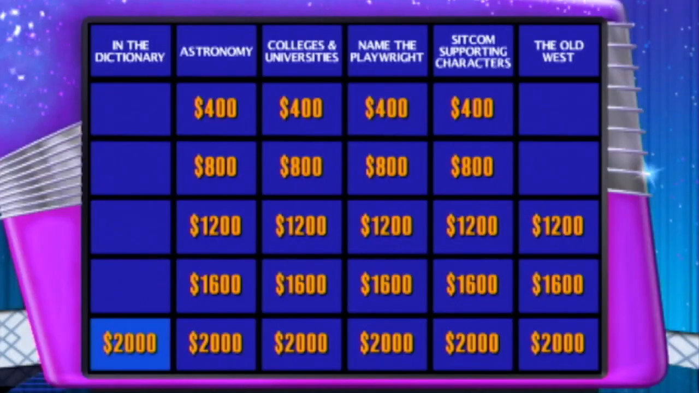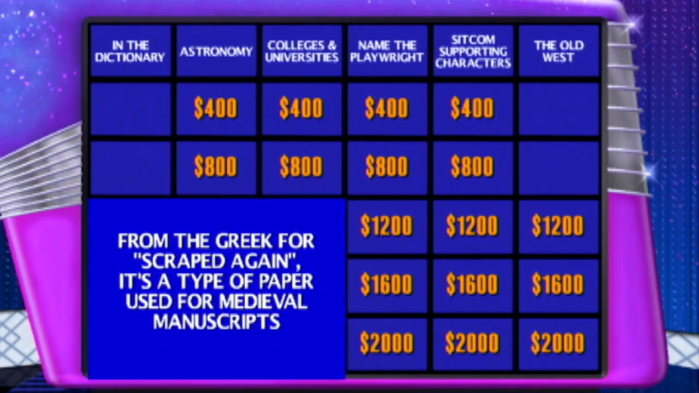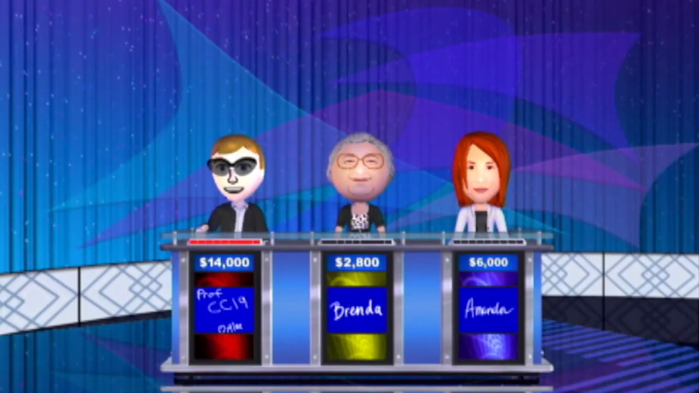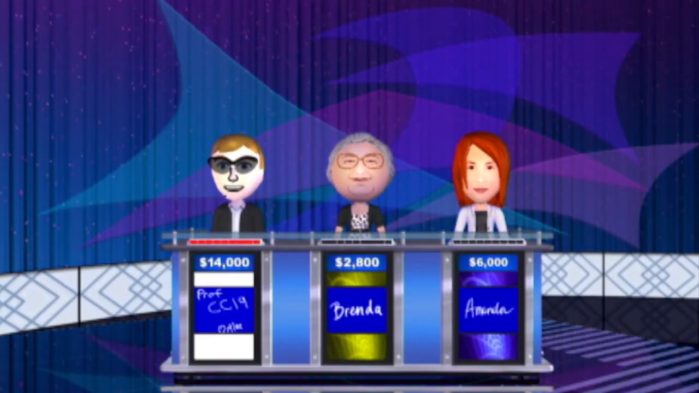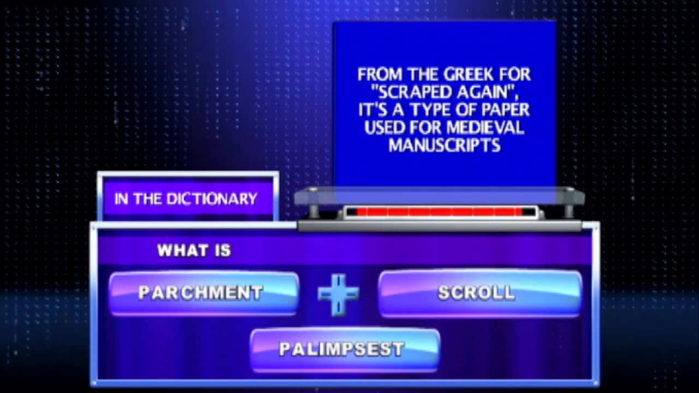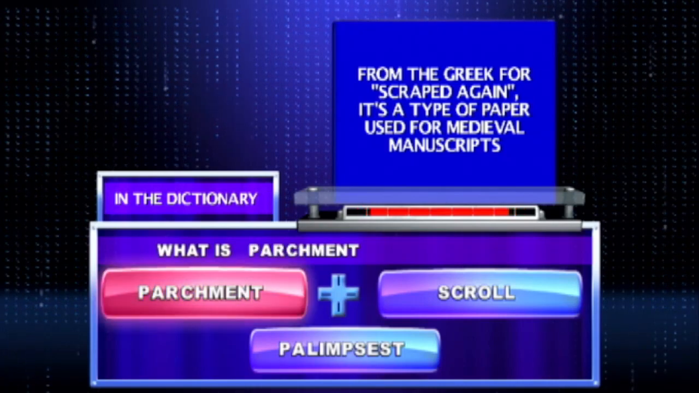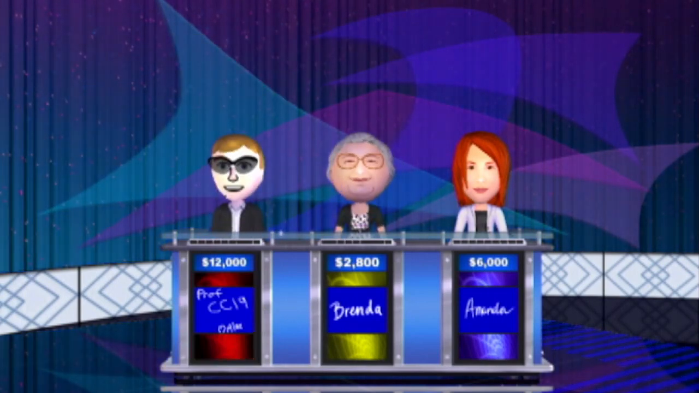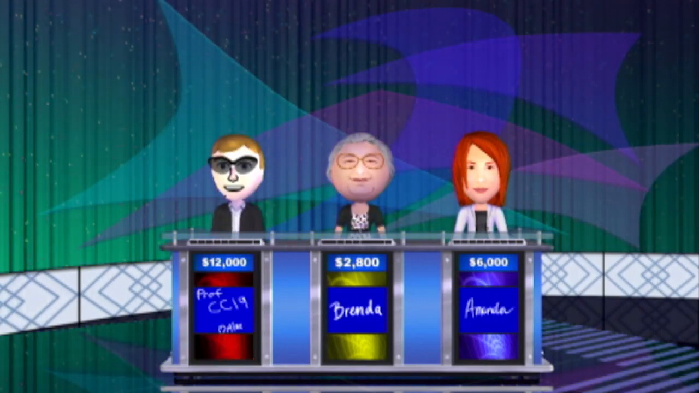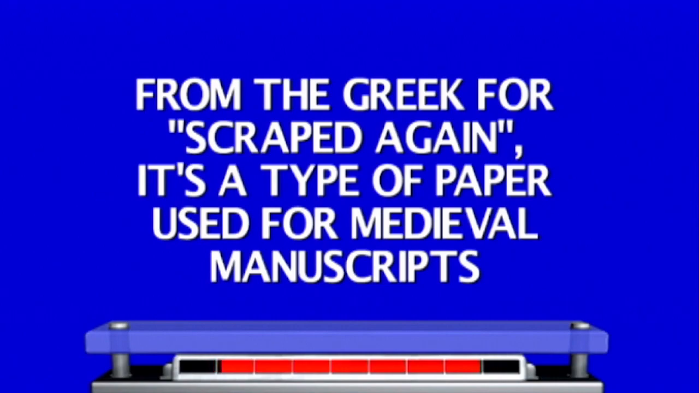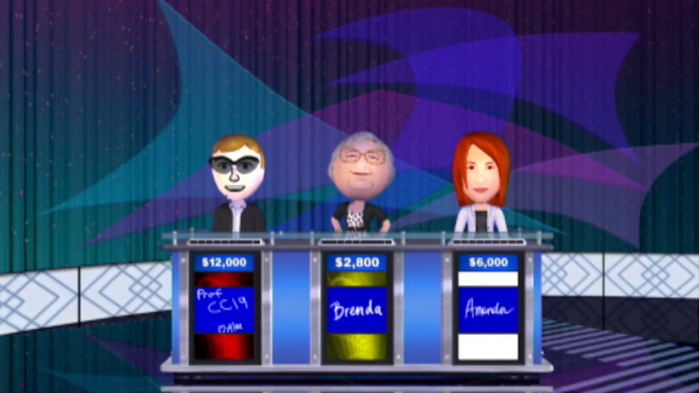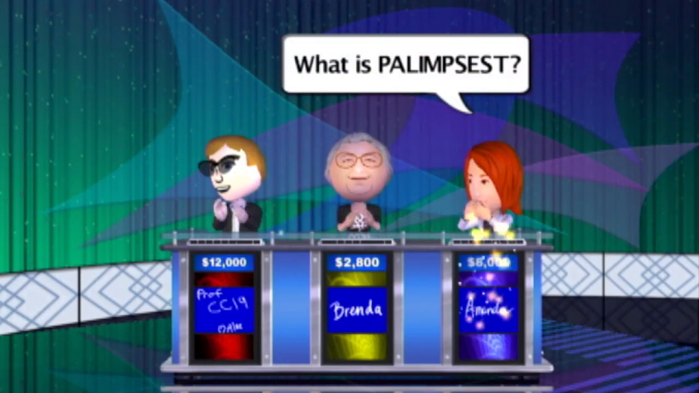Select again. From the Greek for scraped again, it's a type of paper used for medieval manuscripts. Okay, player 1. No. Anyone else want to hazard a guess on this? Yes, player 3. That is correct.